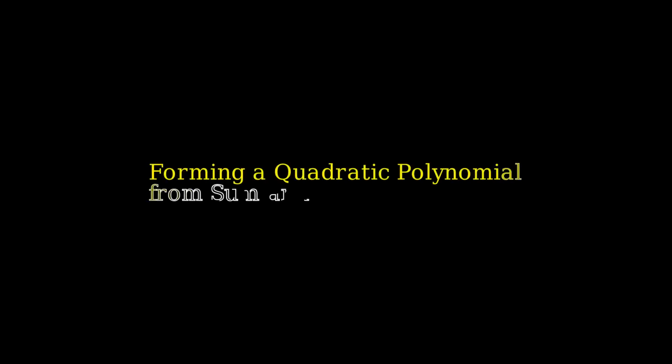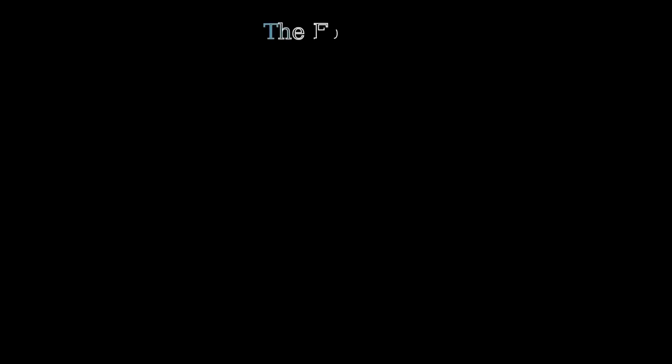We have learned how to find the zeros of a given polynomial. Now let us tackle the reverse problem. How do we form or construct a quadratic polynomial when we are given its zeros? Suppose we are told that the sum of the zeros is s and the product of the zeros is p.